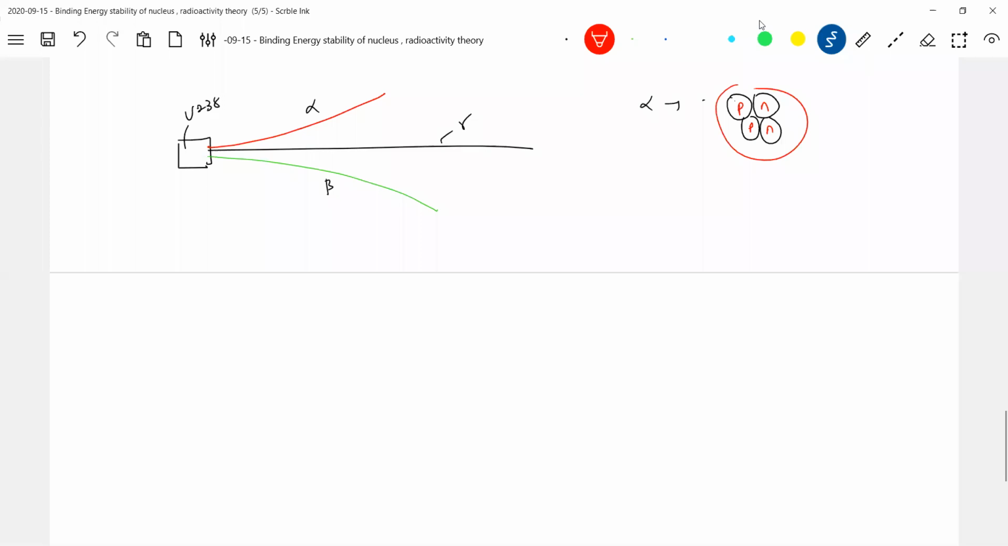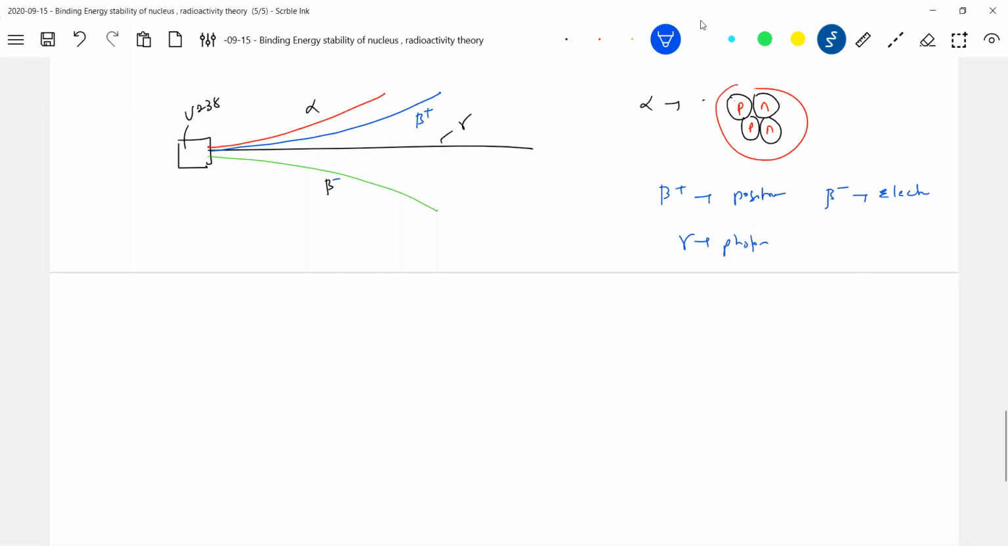Then what about beta? Again, we have two things. The alpha is a positive particle. Again, the beta we have is beta plus and beta minus. So what is a beta plus? Positron. Beta minus is an electron. And gamma is what? A photon.